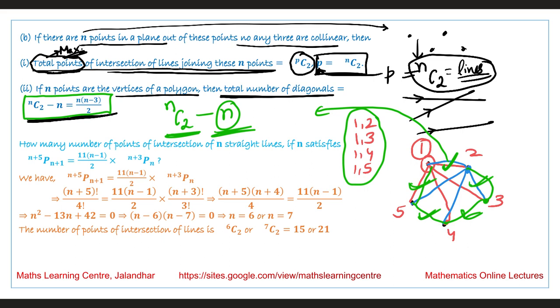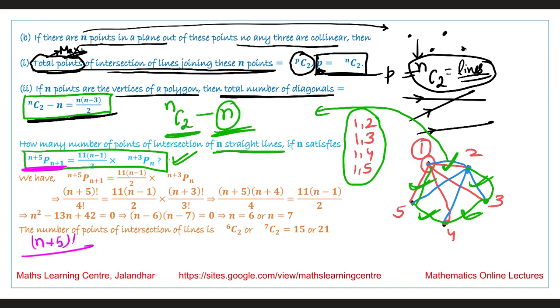So based upon this, we have the following example. What is the number of points of intersection of n straight lines if n satisfies this relation? So we have to calculate the value of n from this relation. We start with this relation: n plus 5 P n plus 1. So the value we have is n plus 5 factorial divided by n plus 5 minus n plus 1, that is 4 factorial, equal to 11 into n minus 1 by 2 into n plus 3 factorial divided by 3 factorial.